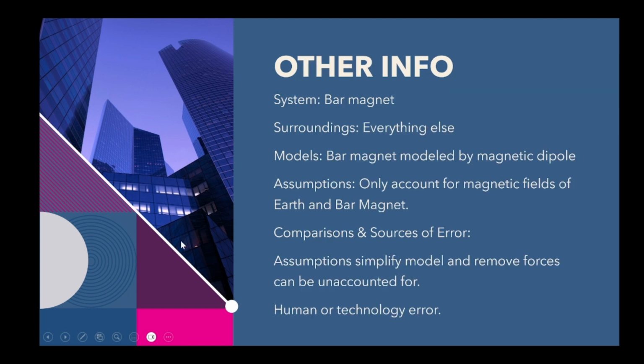As for other info, the system was the bar magnet, the surroundings would be everything else, and we model the bar magnet as a magnetic dipole. Our assumptions are that we only account for the magnetic fields of the Earth and bar magnet, and because of that, we have some sources of error: the assumptions simplify the model and remove forces that can be unaccounted for, because there could be more magnetic fields acting on our bar magnet.